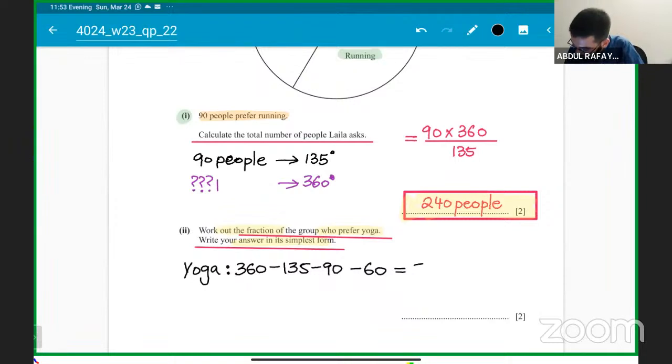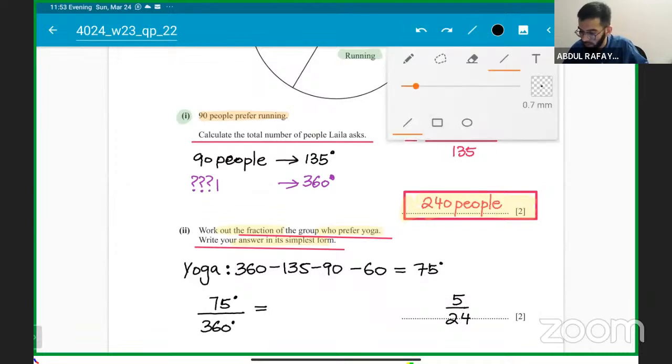Okay, students. So 75 degrees is the numerator, yoga, over 360 degrees for the whole. That will be the fraction as well. Everyone getting that, guys? Clear? So it is coming 5 over 24. Just write it directly here. 5 over 24 is the answer for part 2 of the pie chart question.